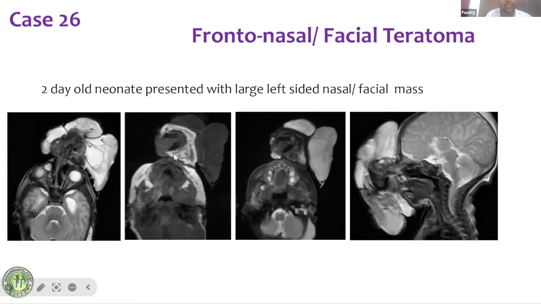This is the T2 fat-suppressed image. This is the T1. This is the T2 image. You can see the fat images. You can see the cystic areas. And this is a case of congenital teratoma.